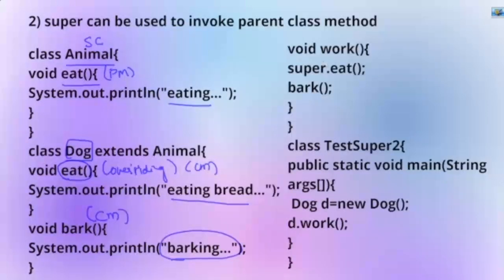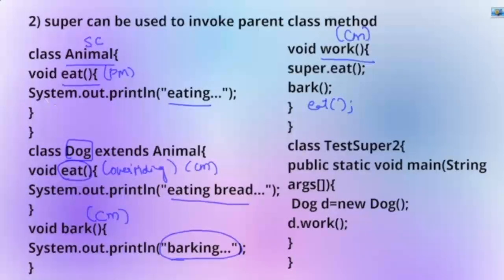Now I have taken one more method, that is work. This is also a child class method. Inside this child class method, now you can see if I am just going to write eat, it is going to get confused. When I am going to call this, it is going to get confused whether I have to call this eat or this eat.